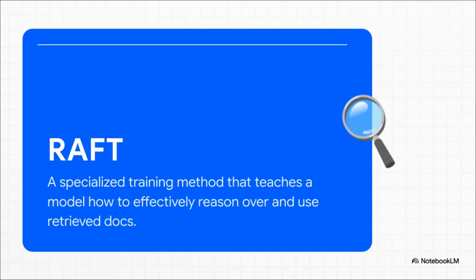A brilliant example of this synergy is a new technique called RAFT. That's Retrieval-Augmented Fine-Tuning. This method actually trains the model on how to be better at using the documents it retrieves. So it's not just getting research from the librarian, it's learning how to become a world-class researcher itself, thinking critically about the evidence it's given.